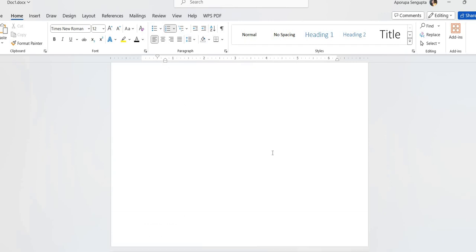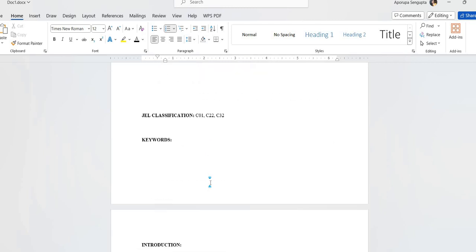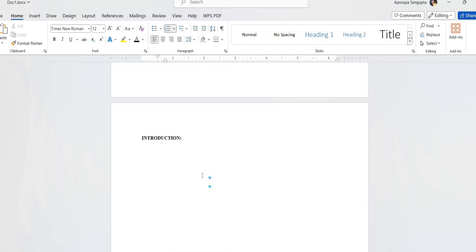So basically after that you write the introduction, abstract and conclusion. Always remember these three things come at the very end. When you've written your entire paper, you have your analysis complete, you have your interpretations, you have everything that can be done, and you're very happy with what your paper has turned out to be. Then you go ahead and write the introduction.